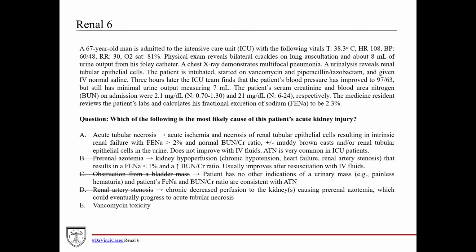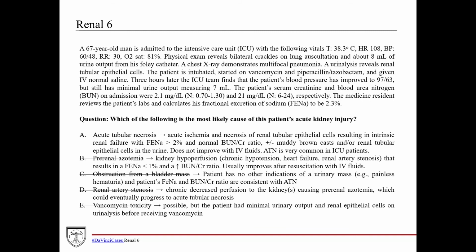Renal artery stenosis, again, like we mentioned, is a chronic decreased perfusion of the kidney. This can certainly lead to prerenal azotemia, which eventually could progress to acute tubular necrosis. One, there's no mention of history of renal artery stenosis, and two, the picture of ATN seems to be more likely here. Lastly, vancomycin toxicity.